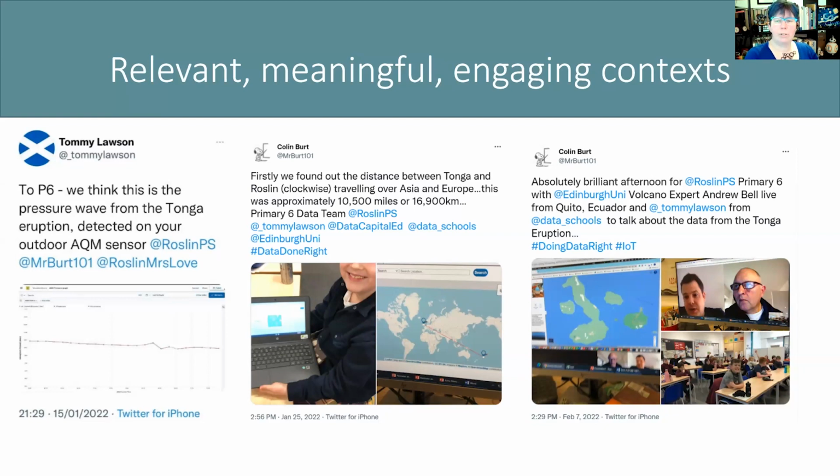So for example, learners in Roslin Primary School have investigated the volcanic eruption in Tonga, which showed up on their school's IoT sensors as a pressure wave. And we put them in touch with a volcanologist from the university who was actually working on site in Ecuador at the time, who answered their questions, but also confirmed their findings and showed them that the measurements and readings that they'd taken and the calculations they'd done were actually pretty accurate compared to what the volcanologists had been measuring and calculating. So these are real world connections, engaging contexts for learners, and it brings the importance of data and learning about data to life.